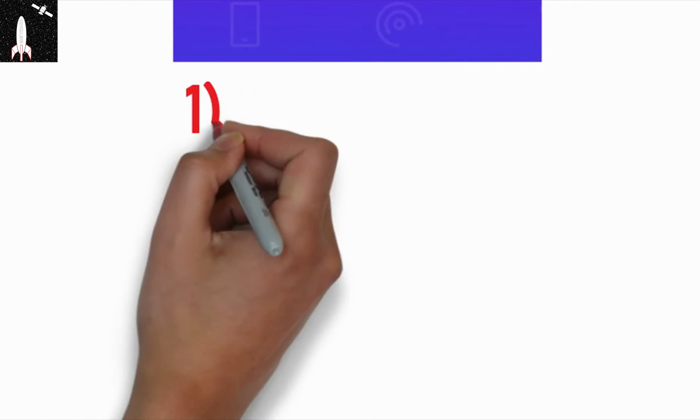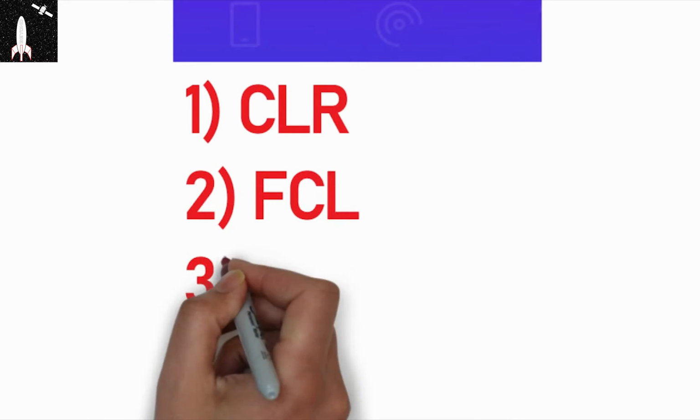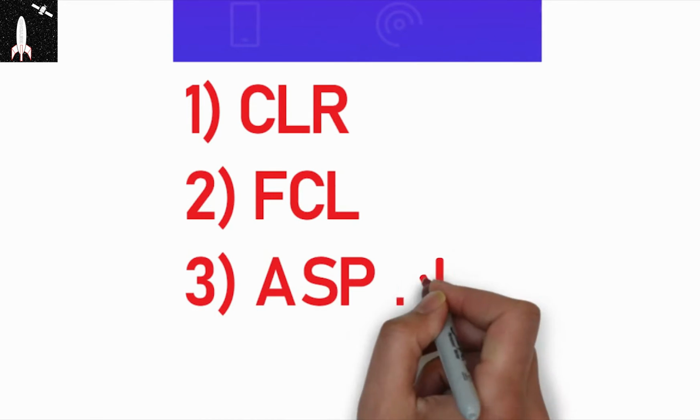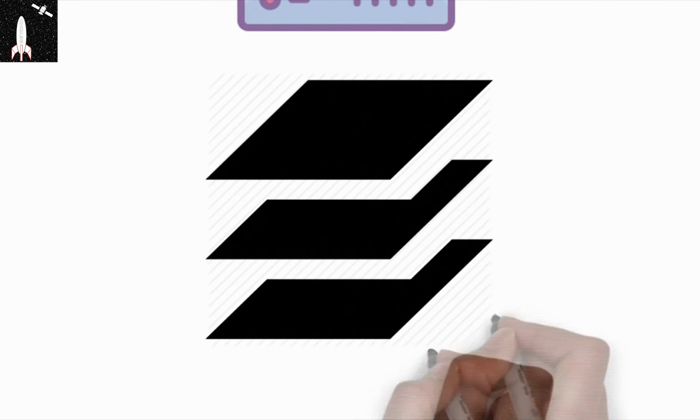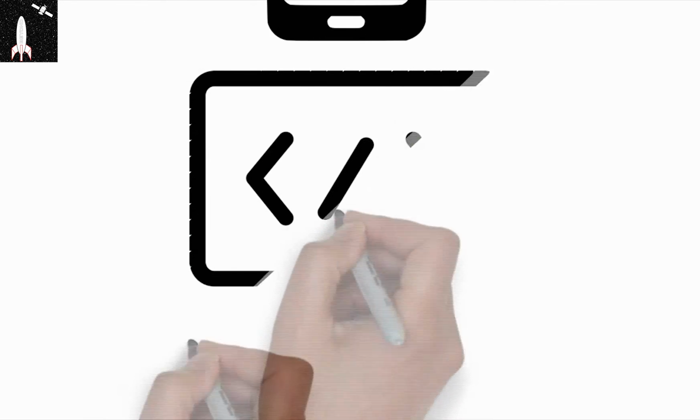The first one is the Common Language Runtime (CLR). Then we have the Framework Class Library (FCL). And finally, ASP.NET. As said earlier, this comes as a pre-installed package, but we can download any version we need. The version depends on the application we use.